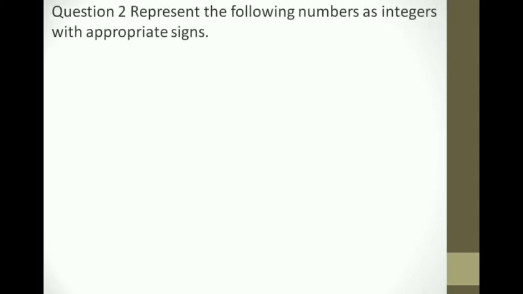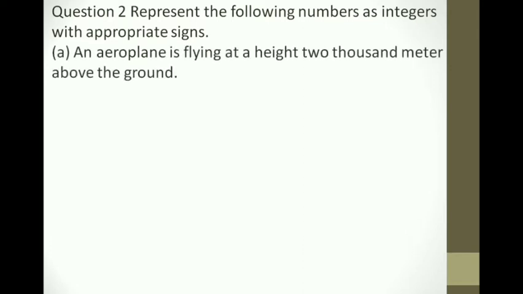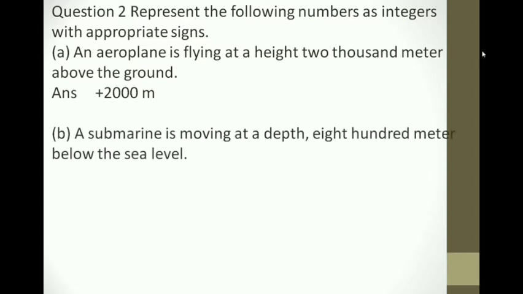Question number 2. Represent the following numbers as integers with appropriate signs. An aeroplane is flying at a height 2000 meter above the ground, that means upside, so it will be positive. So we will write positive 2000 meter. D. A submarine is moving at the depth 800 meter below the sea level. Below, that means downside, so we will give here sign negative. Answer is negative 800 meter.